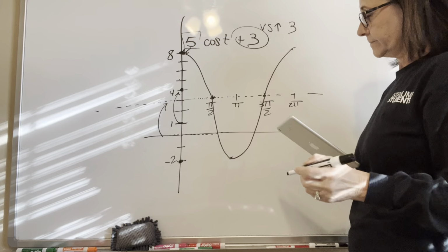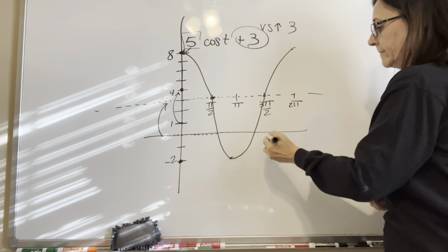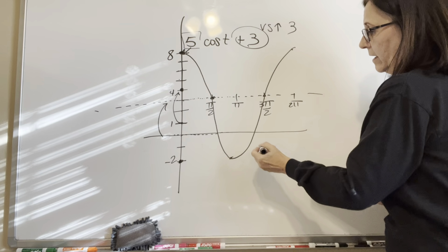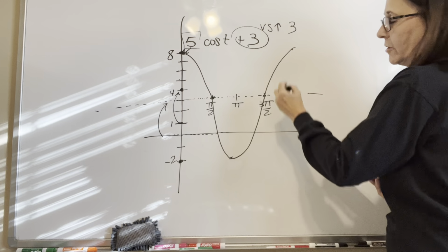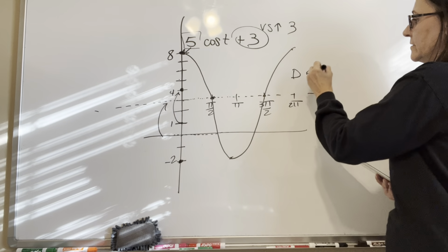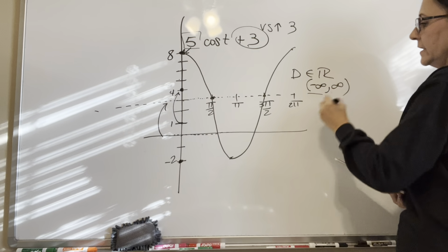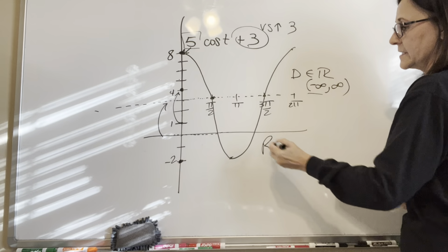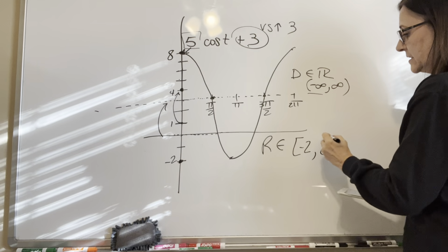All right. So that now I can see, instead of going from just -1 to 1, my domain is still all reals, from -infinity to +infinity, but my range is now from -2 to +8.